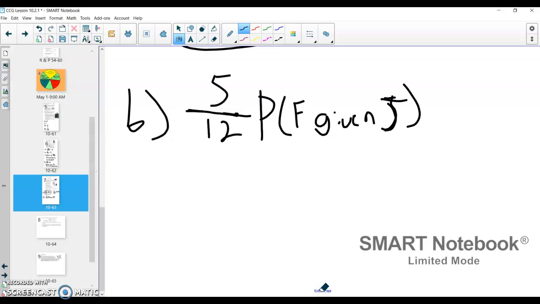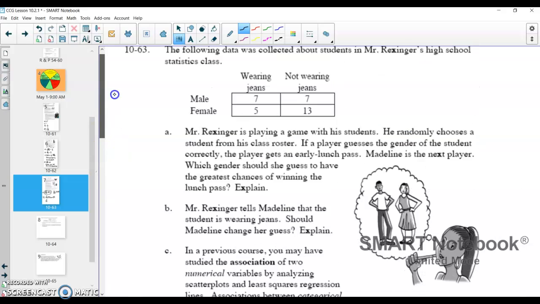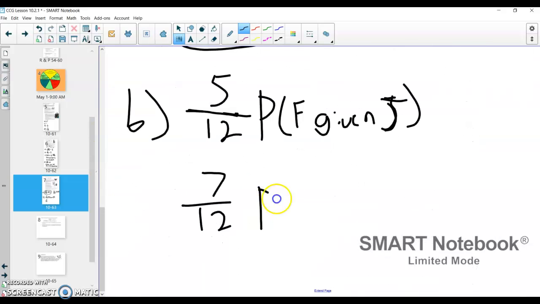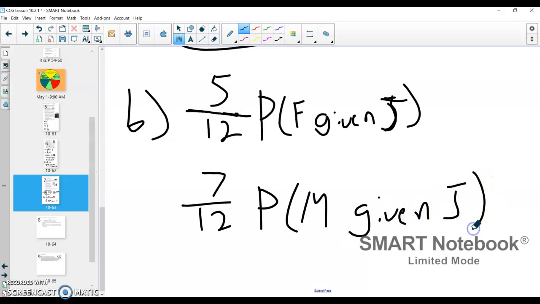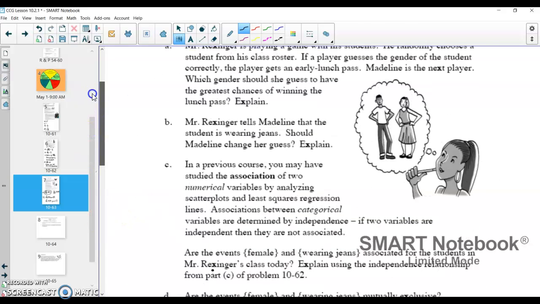And then the probability of males wearing jeans, well, there's 12 students that wear jeans. 7 of them are males. And so that's the probability of males given that they're wearing jeans. Given jeans. It looks like a 5 again. I'm so sorry. All right.